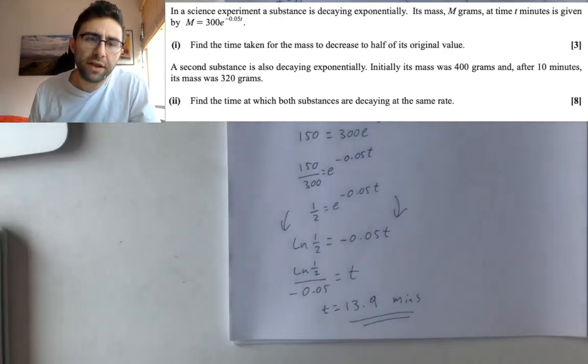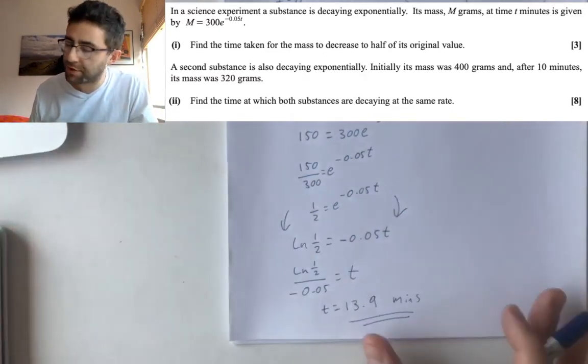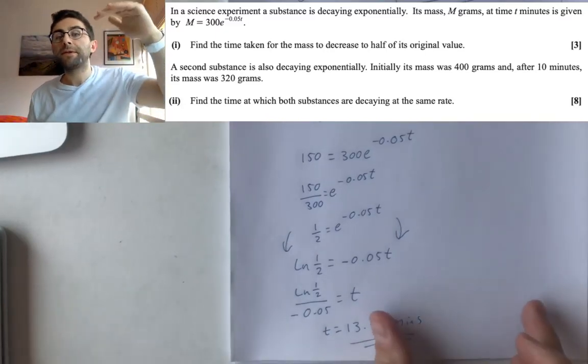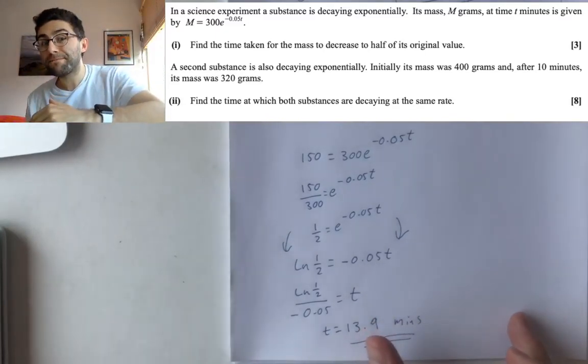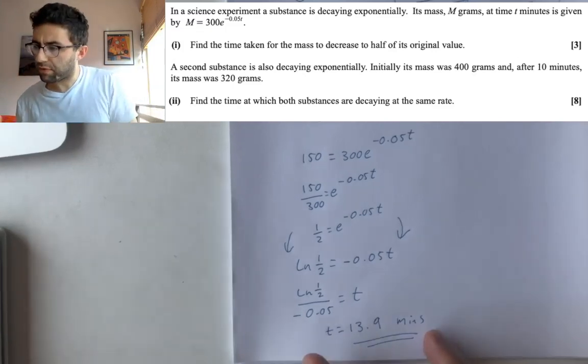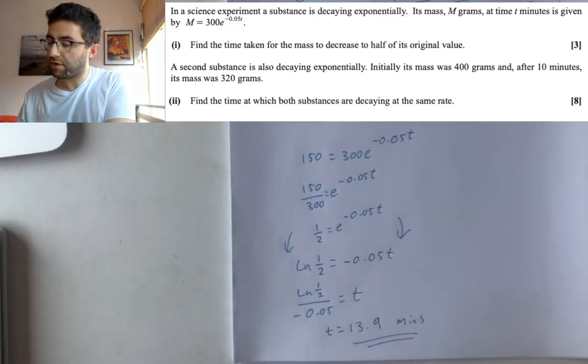But this is the nuclear thing, right? So it happens in physics, it happens in chemistry. You got this word half-life. How long does it take for a substance's radioactivity to half? So it started off being 300, went to 150 in 13.9, so that's the half-life of the material.